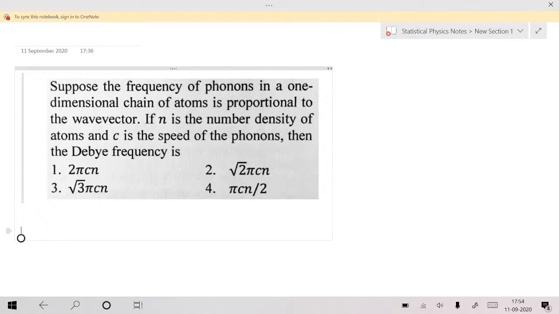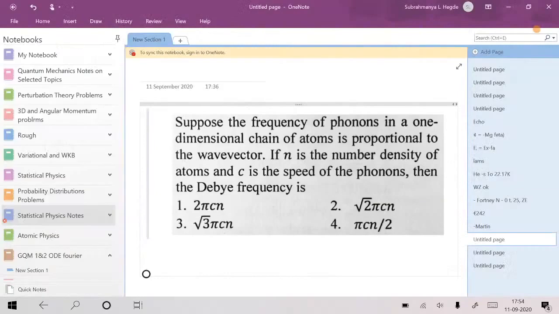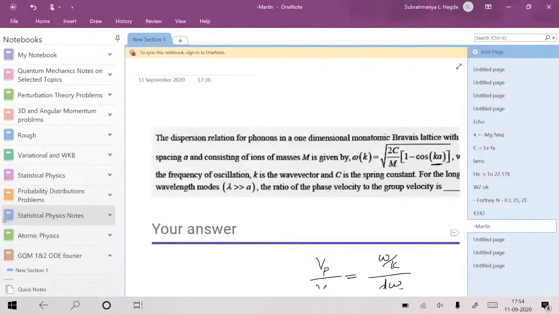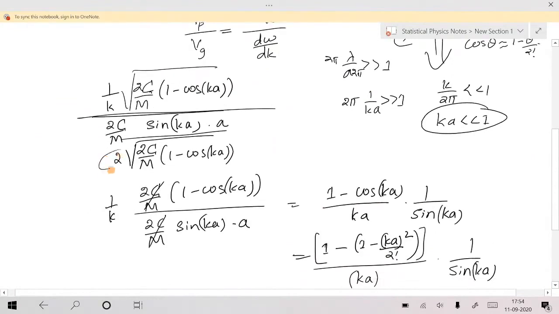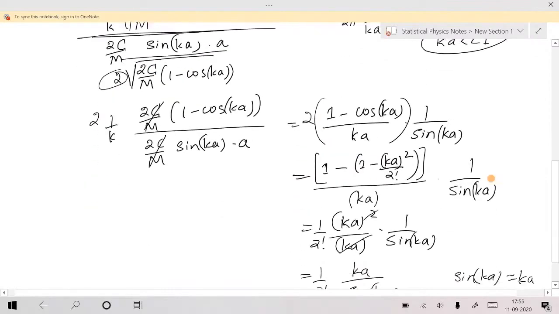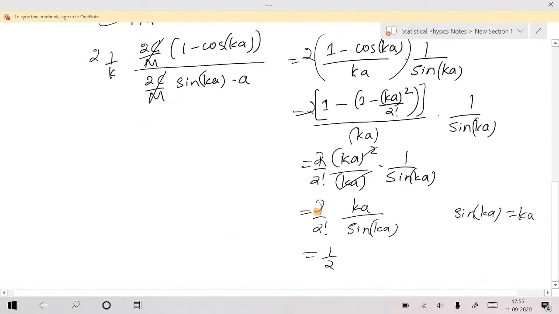Abhishek is saying that the answer is 1. I don't know where we went wrong here. I think I forgot this 2 somewhere. Look here, this 2 was in the denominator of the denominator, am I right? Then this 2 would come to the numerator. Yes, that 2 factor should be there. I think he got 1 this way. That's correct.